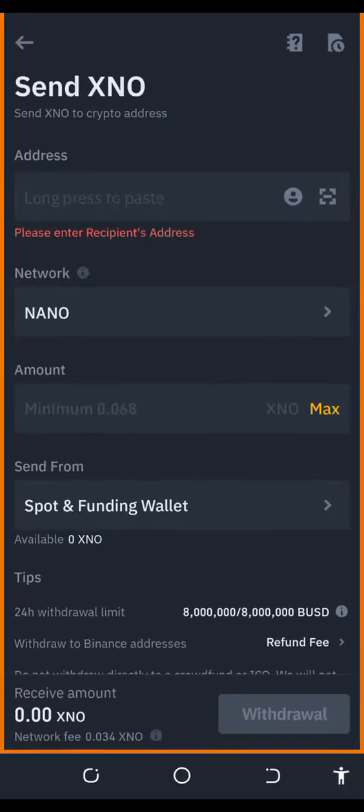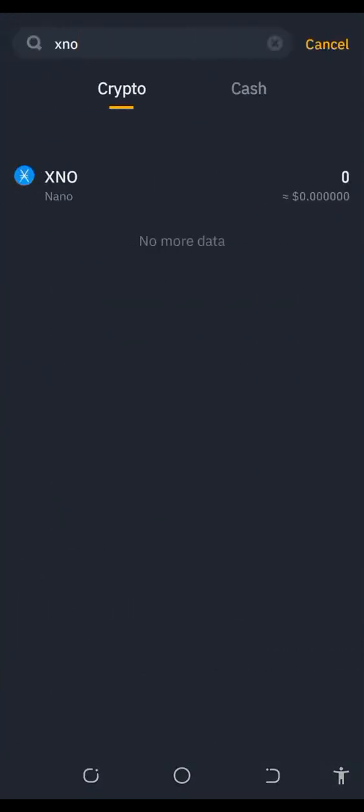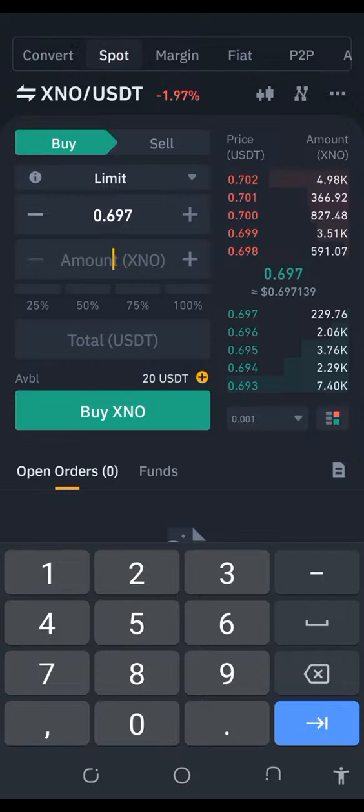Let us go and check how much that gives us. So the withdrawal fee we just saw was 0.034. So let's see how much that costs. Okay, so it's just about, let's even make it 0.4. That's like about 0.027. That's not bad, just in the range of 3 cents. So I think we can go ahead with this.